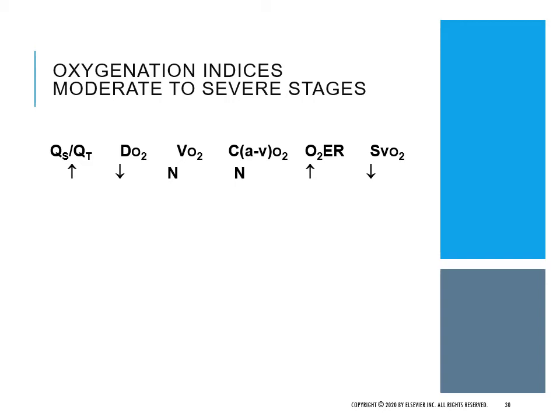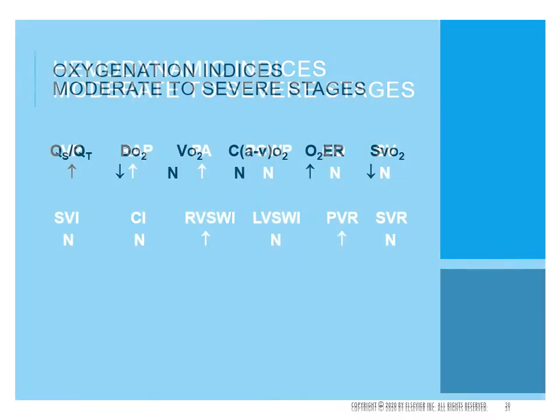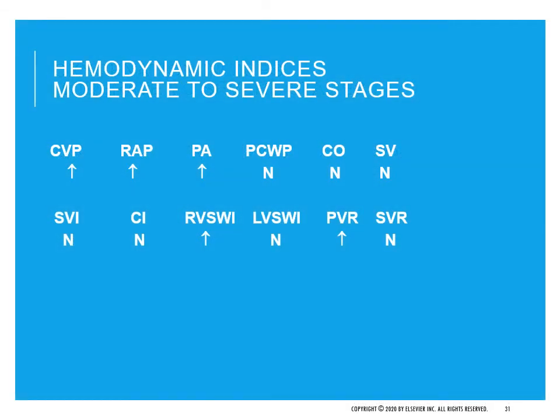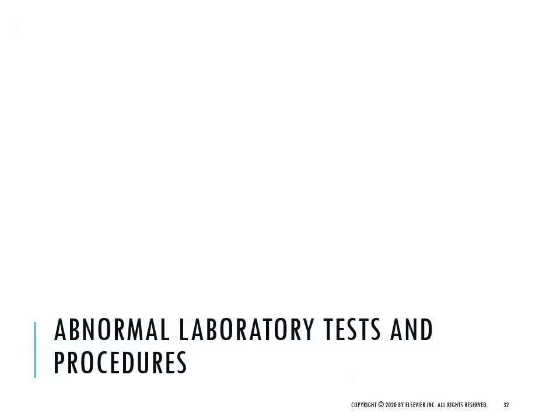Oxygen indices with moderate to severe stages of bronchiectasis. Hemodynamic indices with moderate to severe stages of bronchiectasis. Abnormal laboratory tests and procedures.